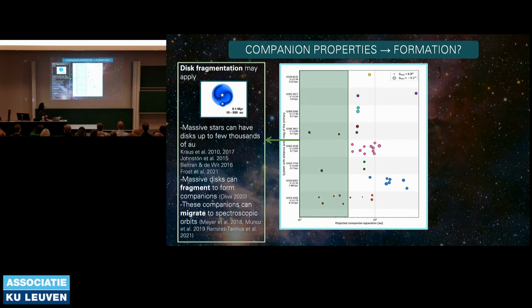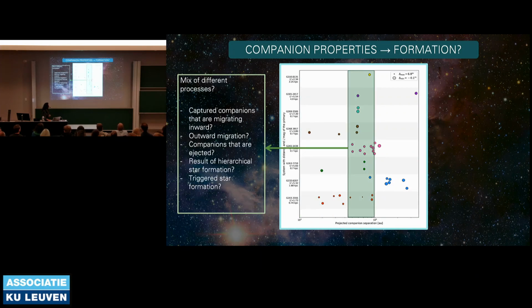For the companions that are found within 5,000 AU, disk fragmentation is still the most likely channel. As I just said, massive stars can have disks up to a few thousands of AU, and it has been shown recently through simulation that the more massive the disk is, the more prone to fragmentation it is as well. And these companions, of course, can migrate to spectroscopic orbits, but this migration depends on so many different factors that we just cannot probe with this type of observations.